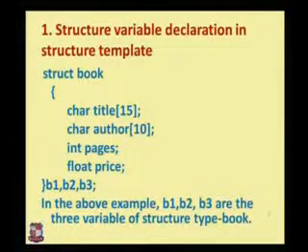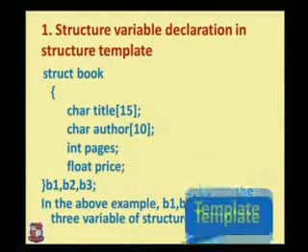Suppose we have 3 different books, B1, B2 and B3. Then we can define these variables in the template itself, after the closing of the template. B1, B2, B3 are the 3 variables of structure type book. This is the first example, where the variable declaration is in the template.